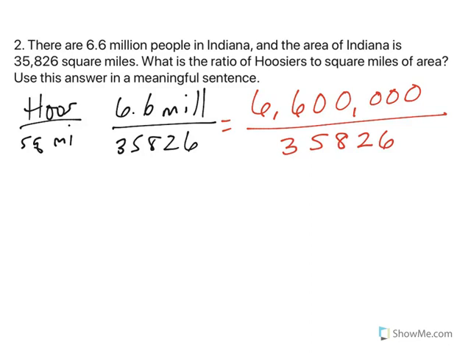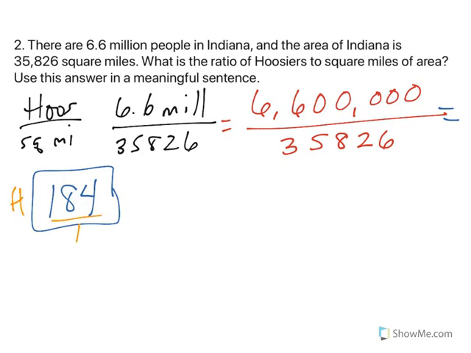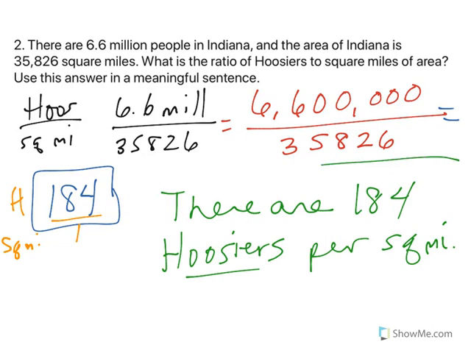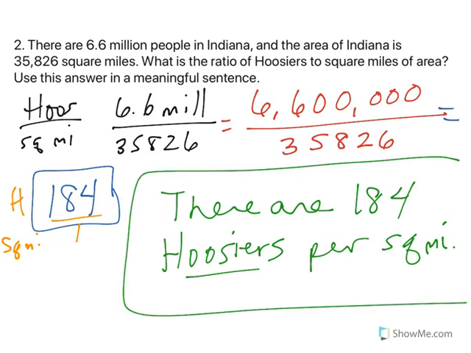Because again, that is totally not meaningful: all of the people over all of the area, right? Not meaningful. So if I divide that, I'm going to round to the nearest whole number. I get 184. Again, that would be like over 1. So Hoosiers over square miles. So this gives us the meaningful sentence of there are 184 Hoosiers per square mile. Since I said Hoosiers there, I don't know that I need to put in Indiana because Hoosiers implies we are in Indiana, but you might want to put in Indiana if that makes you feel better. But again, whatever comes first is from the numerator.